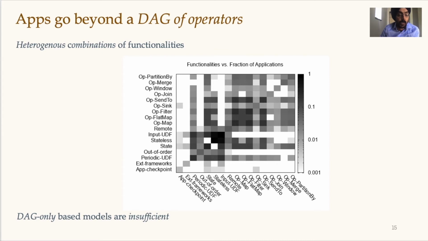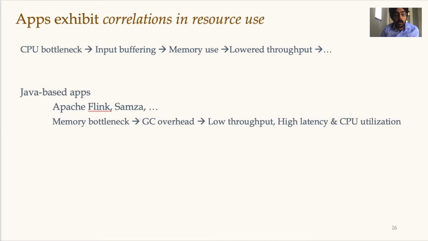Another thing we observe about apps is that they exhibit correlations in their use of resources. For example, an application that is undersized on CPU or bottlenecked on CPU, and is therefore straggling, can show increased service time, leading to increased buffering of the input, therefore increased memory use in addition to lower throughput. Similarly, in the case of Java-based systems like SAMZA and Flink, an application undersized on memory can have frequent garbage collection runs, which can cause latency to rise, CPU use to spike, and throughput to drop. And this is something we found was largely ignored in existing work.